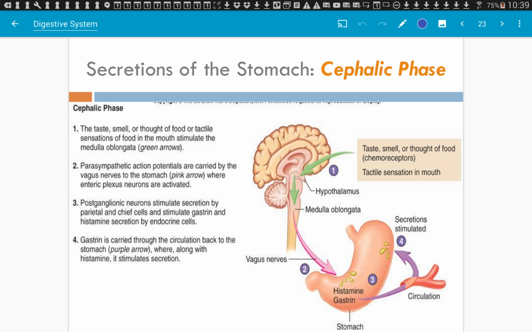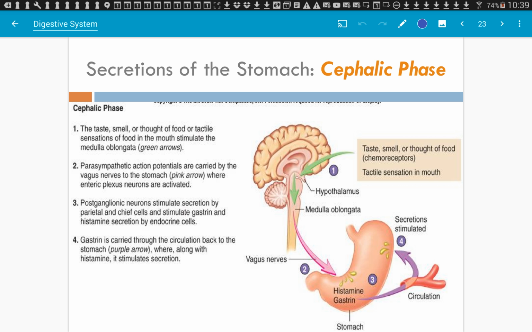So now we're going to talk about the several different phases of secretions that happen in the process of eating and digesting. We need to know these different phases. The first one is cephalic. Cephalic is talking about the head, okay? With the cephalic phase, I love these pictures because it breaks it down real easy and tells you what's going on. It starts with seeing, smelling, thinking about food, even touching food, okay?